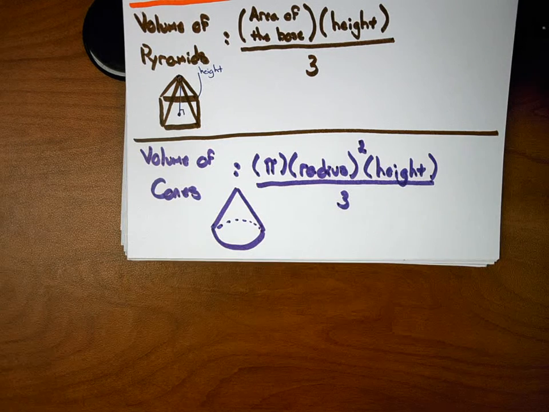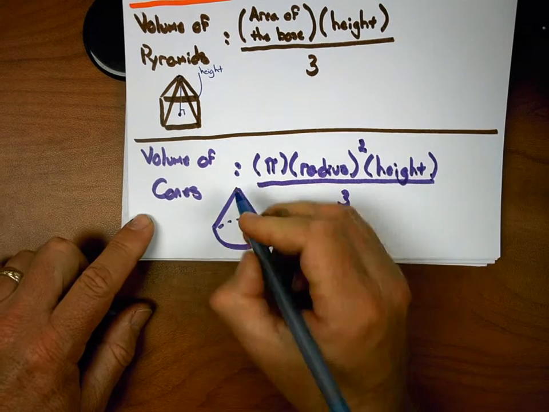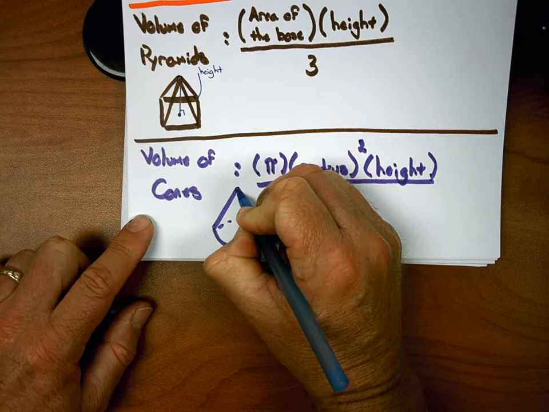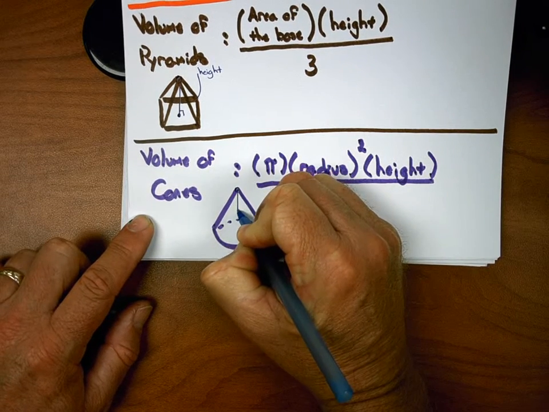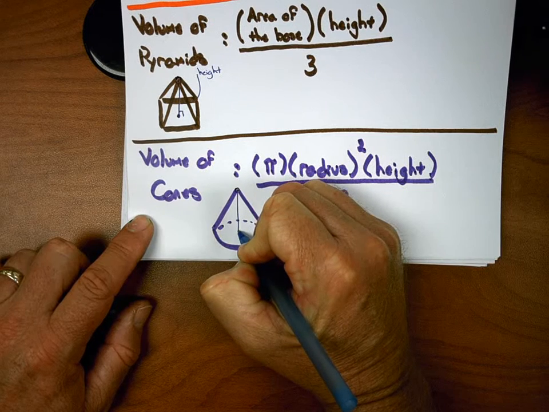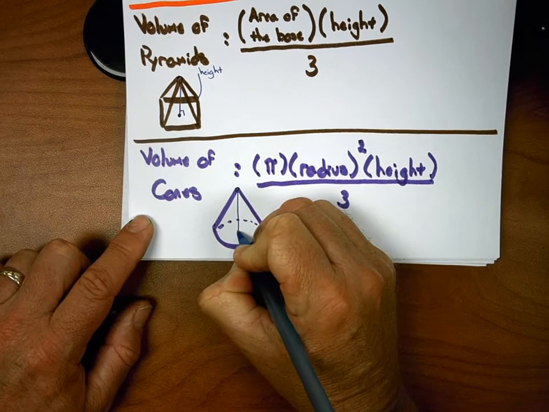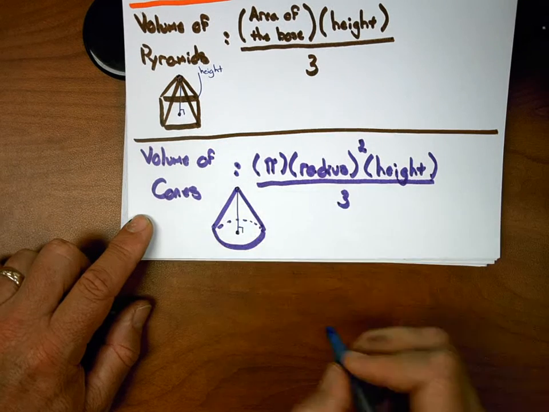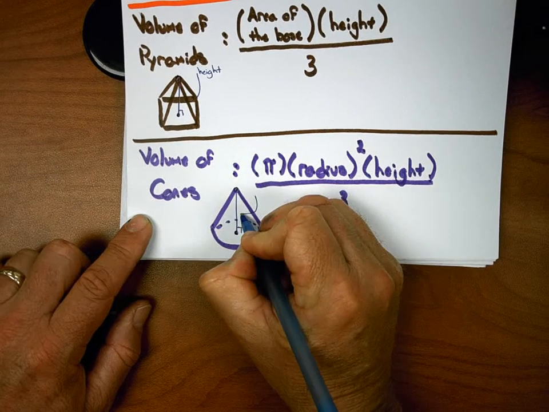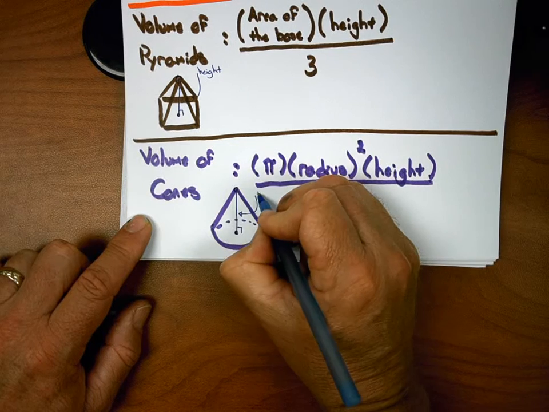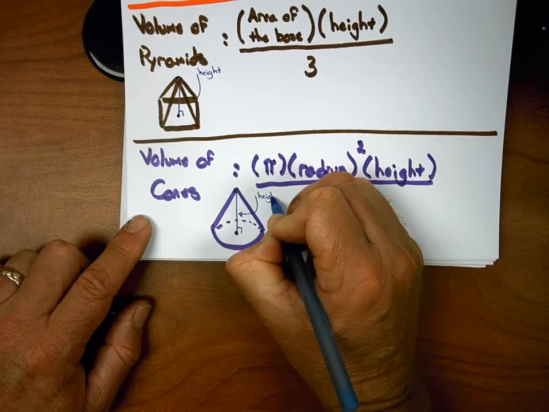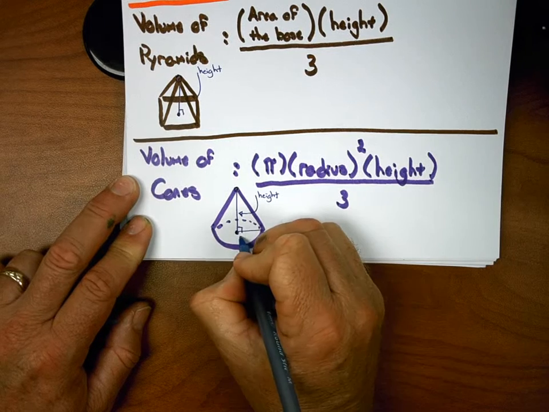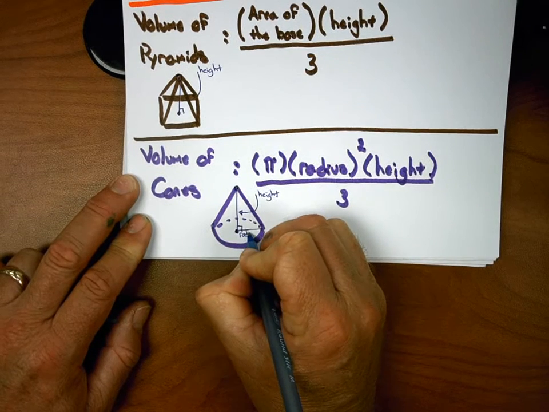Okay? Now remember, the height of a cone is going to go from the very peak or the top of the cone. It's going to be a line segment that's going to go straight down through the middle of the cone. It's going to stop right in the center of the circle, which is the base, and it's going to make a 90-degree angle. So that right there would be a representation of the height of a cone. Okay? And then, of course, if we drew that, that would be your radius of your cone.